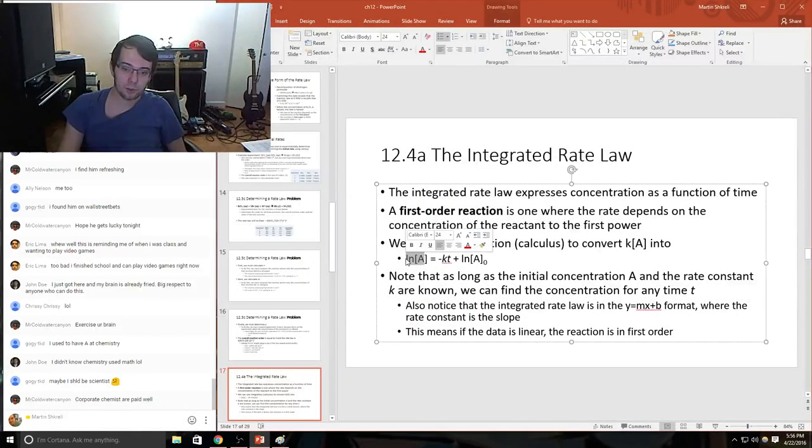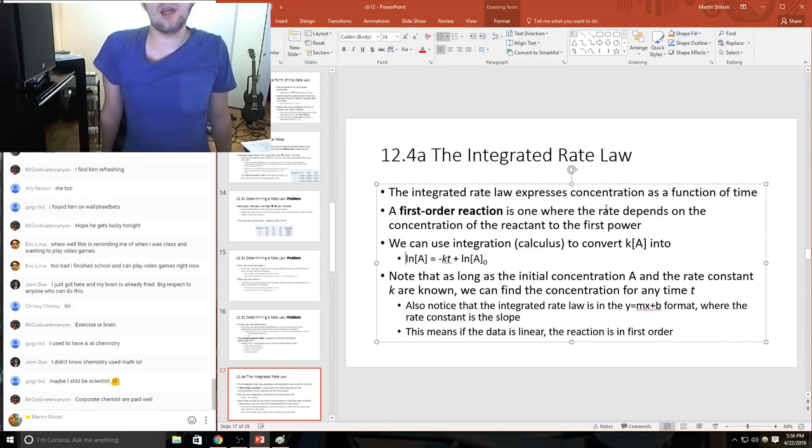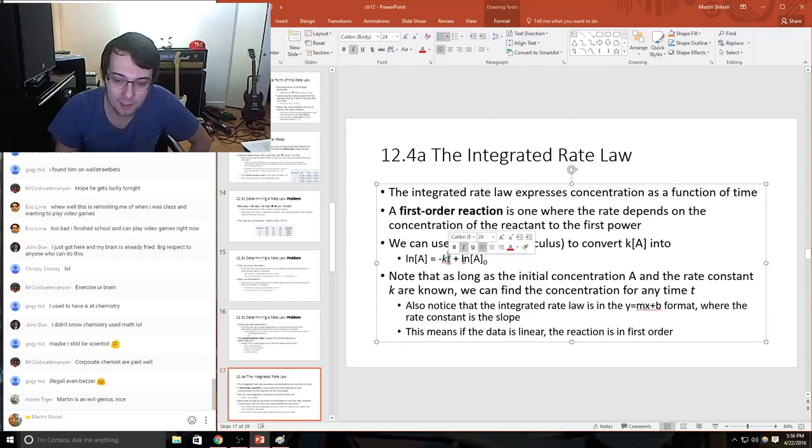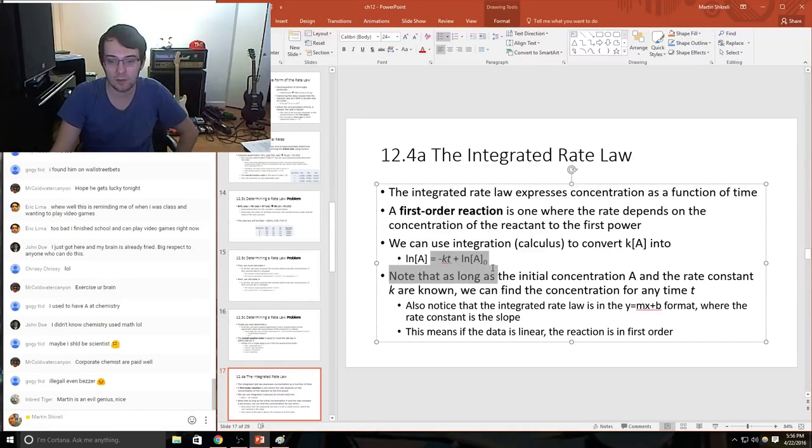If we use logarithms, which are usually in base 10, but in this case a natural logarithm is in base e, or 2.718, and we take the natural logarithm of some concentration of A, we can find that it's equal to the negative of the rate constant multiplied by the time plus the natural logarithm of the concentration at time 0. So this is really powerful stuff. Once you know k, you can determine the concentration of A at any time in the reaction, which is great.